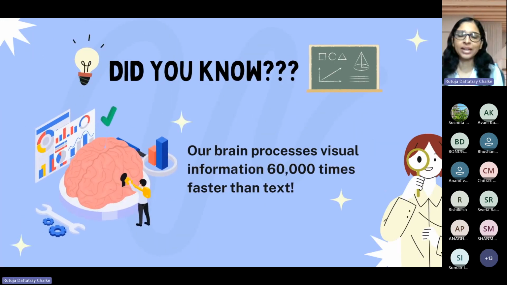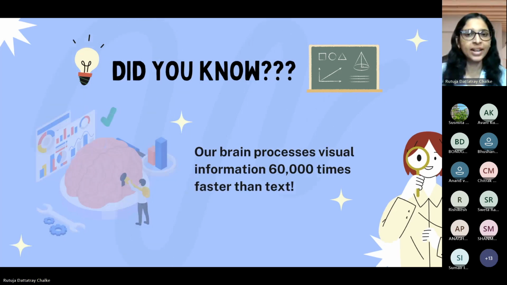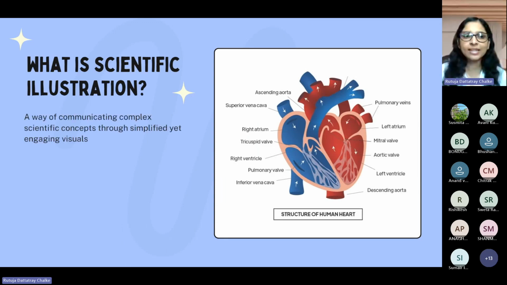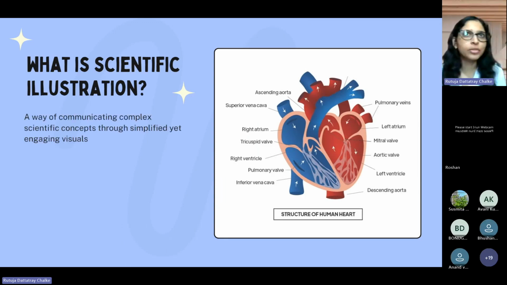It's a known fact that our brain can process visual information much faster than textual information. When I talk about scientific illustrations, it's basically a way of communicating some complex scientific concept with the help of simplified yet engaging visuals. Like you see the illustration of the human heart here. Take a few minutes and go through it. Would anyone like to say how it's trying to convey the message here, and how do you think it is simplifying the entire structure? You can directly turn on your mics and speak up.